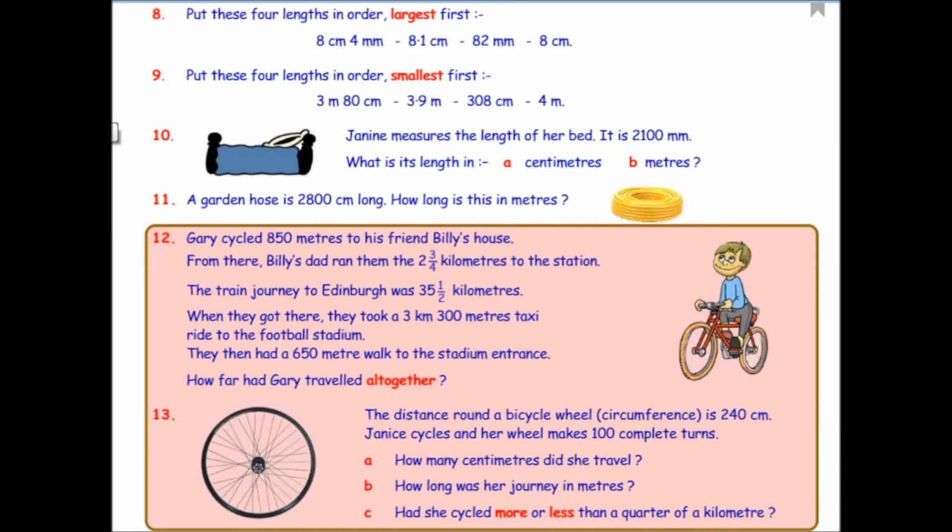Question 2. Since 1 centimetre equals 10 millimetres, how many millimetres are there in? Now, the way to do that is very simple. 4 centimetres equals 40 millimetres. What did I do there? 4, 40. I multiplied by 10. I moved everything 1 column to the left.